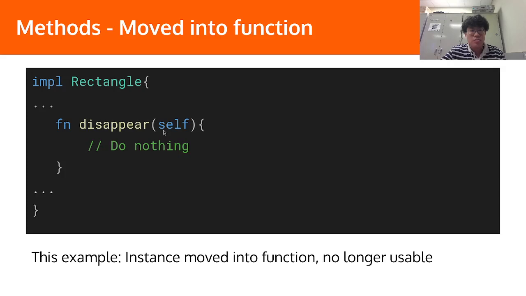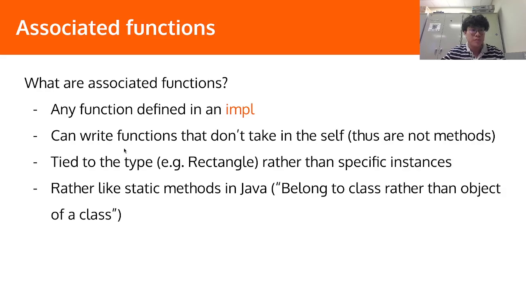And lastly, just as an example, you can also take in the instance, like take ownership of the instance, and then not actually return it. So in this case, if you call this function, the rectangle will actually be moved into this function and it will no longer be usable.